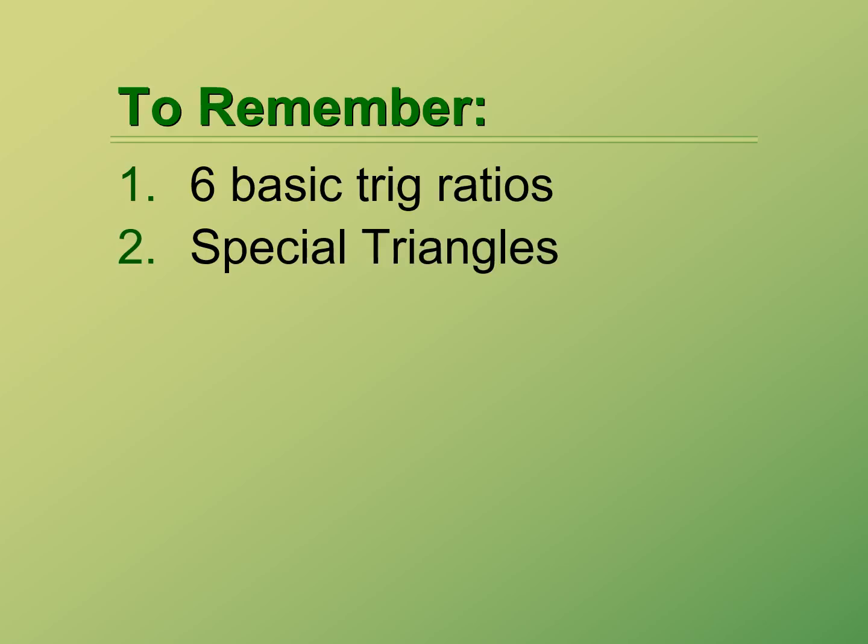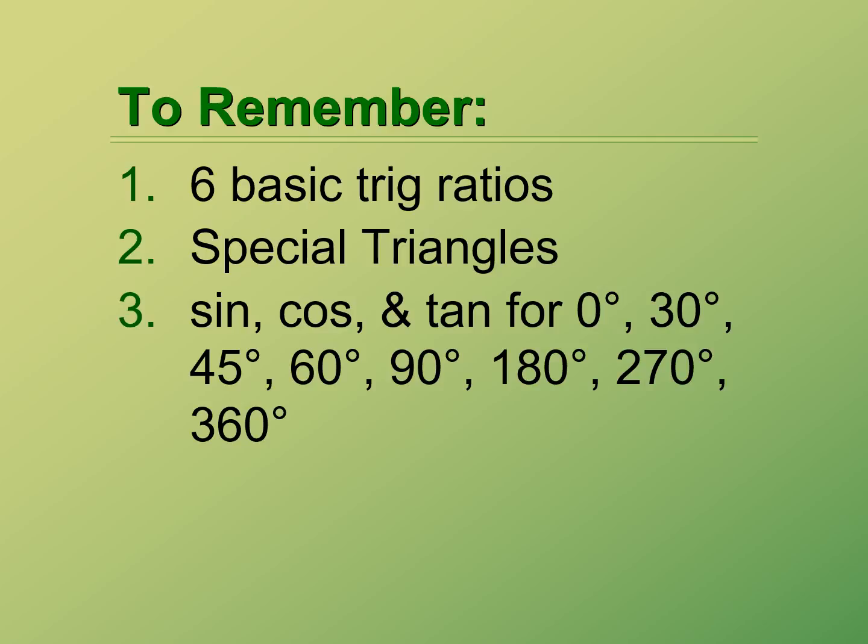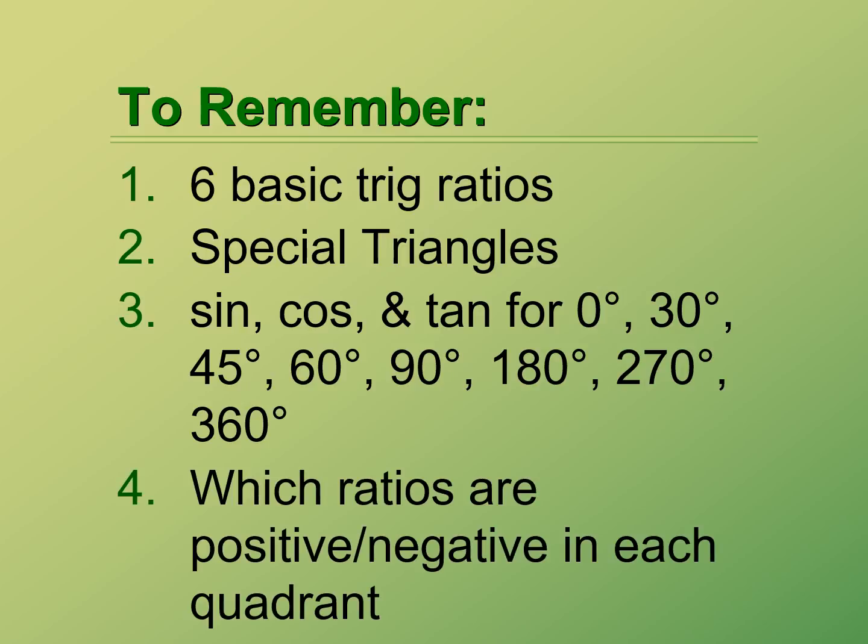Things that you need to remember whenever you're doing trigonometry. Remember your 6 basic trig ratios, your SOHCAHTOA, and then the reciprocals. Remember your special triangles, your 45-45, your 30-60. And then you need to remember the sine, cosine, and tangent for 0, 30, 45, 60, 90, 180, 270, and 360. Flashcards are really helpful for remembering all these. And then once you know the degrees, you can write their radian equivalent and then start to memorize those as well. And then also you need to remember what ratios are positive or negative in each quadrant.